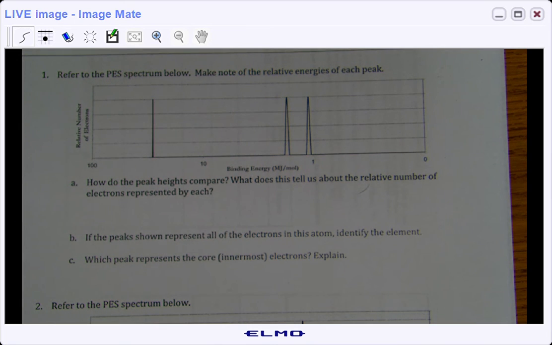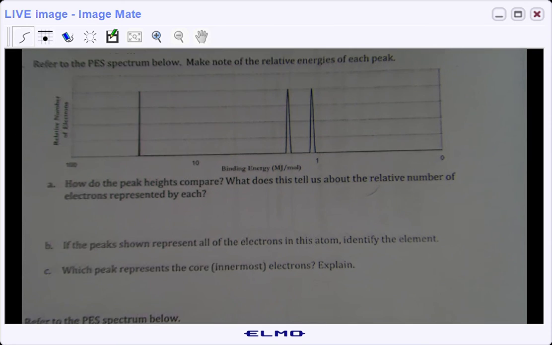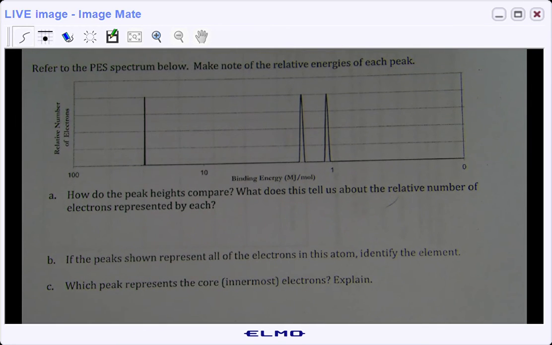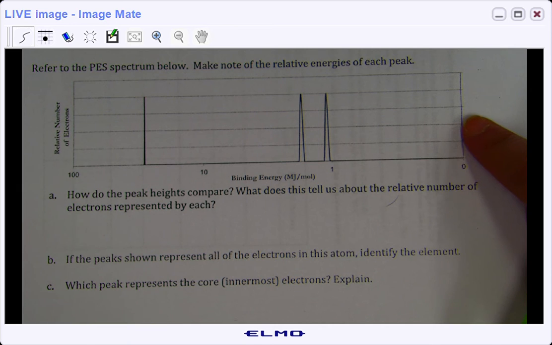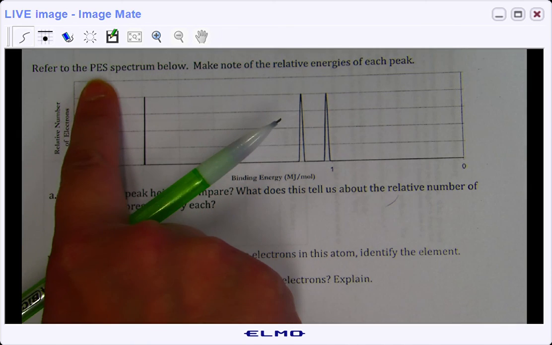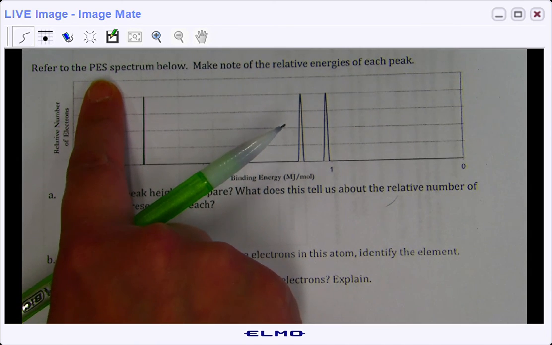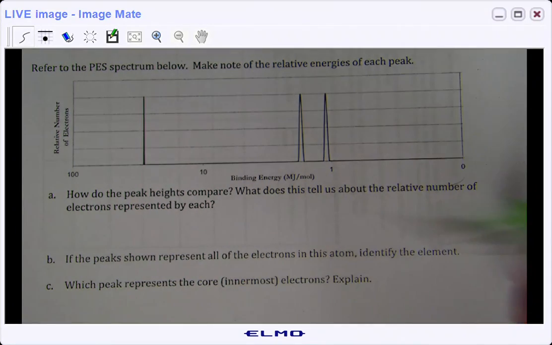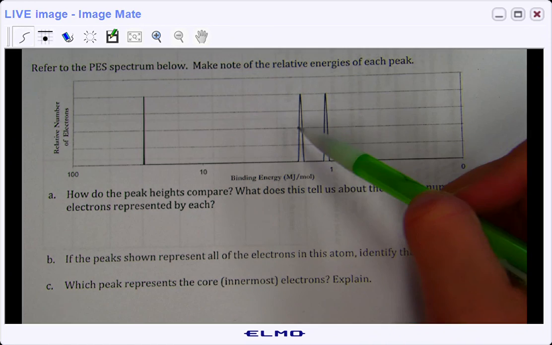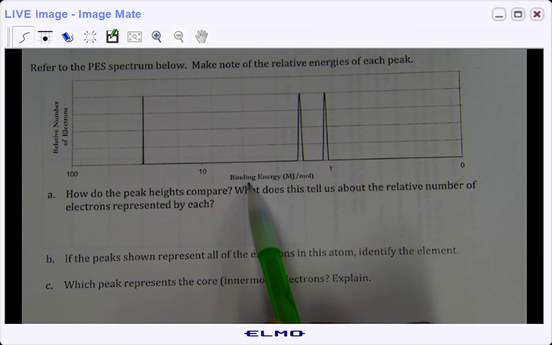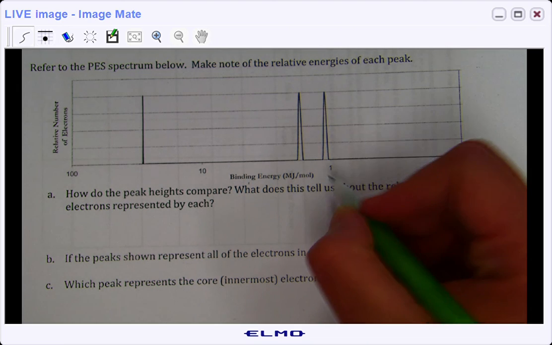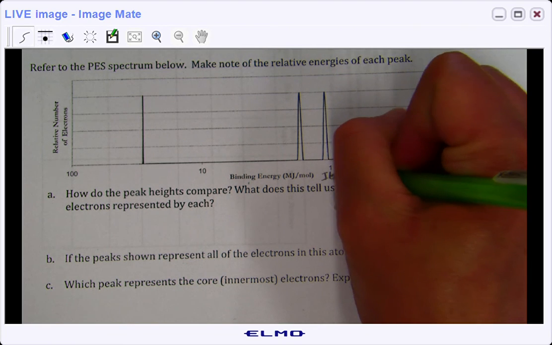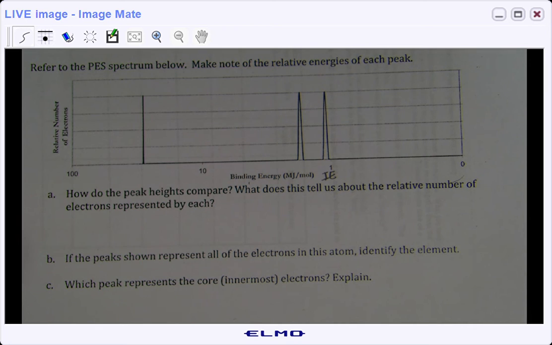So this lesson is going to be on photoelectron spectroscopy and how that relates to electron configuration. What I have here is a PES, photoelectron spectroscopy, of some sort of an atom. What we notice here is we have different peaks, and down here we have the binding energy, which is also the ionization energy, all right? So we can look at it in terms of the ionization energy.